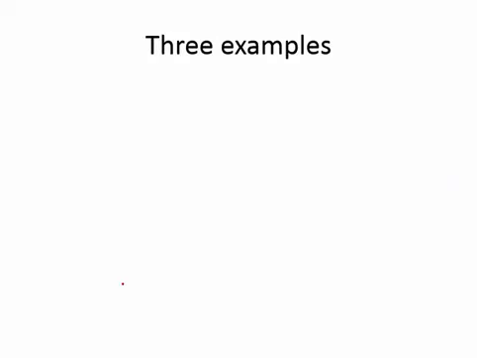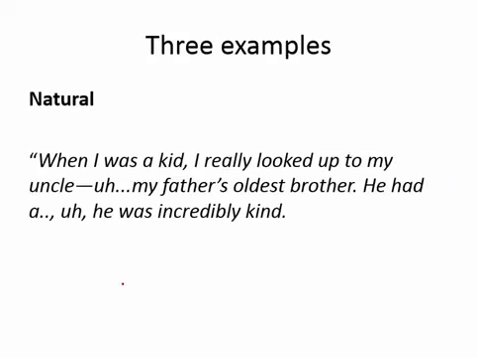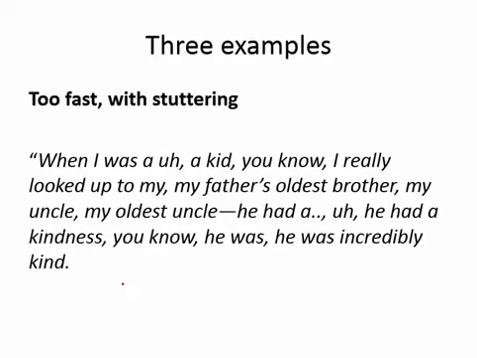So, some examples. First, let's talk about a natural example. "When I was a kid, I really looked up to my uncle, my father's oldest brother. He was incredibly kind." Okay, that's a natural conversational speed. But if I do it like this, too fast with stuttering, it's harder to understand.